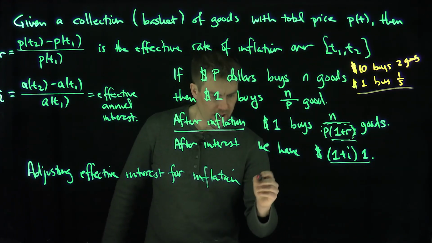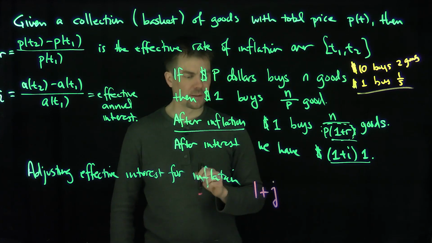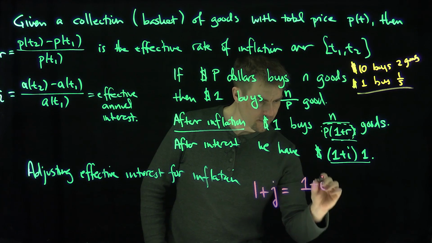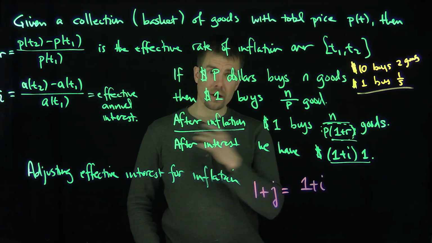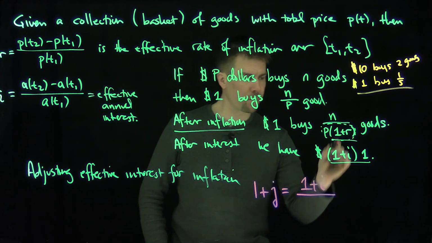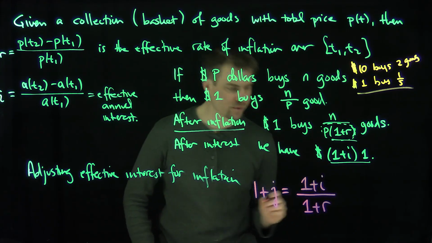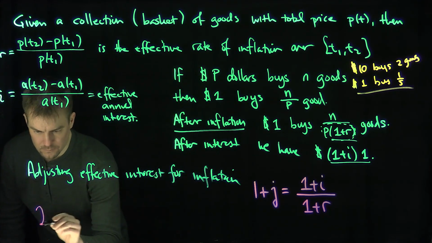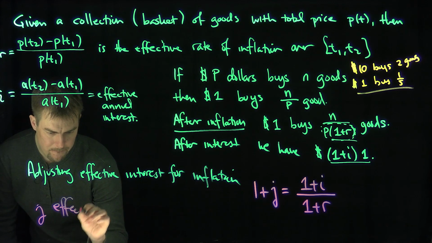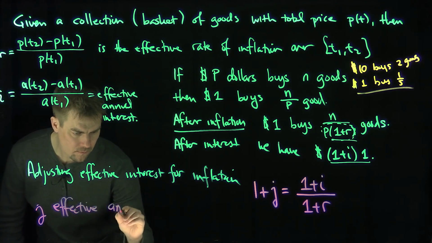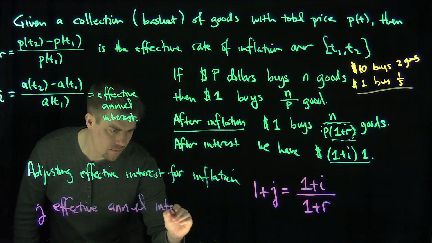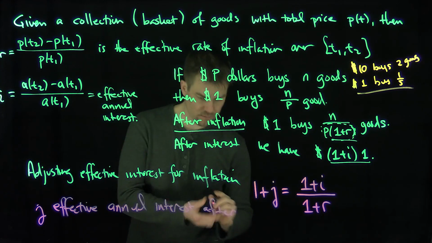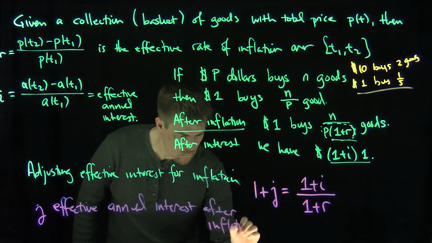we have the following formula. We have that 1 plus J, which is your new effective annual rate of interest after inflation, is equal to 1 plus I over 1 plus R. 1 plus I is the ordinary rate of interest that you gain, but you're penalized by this 1 plus R for inflation. So the 1 plus R is making the 1 plus I factor cumulatively smaller. So J is the effective annual interest after inflation.